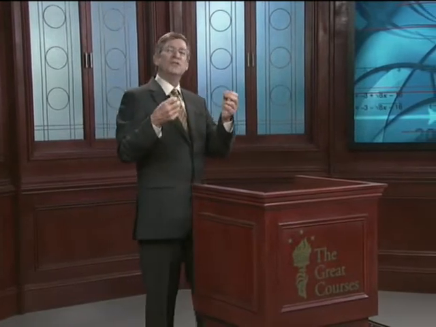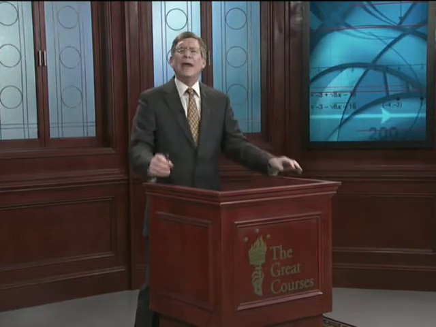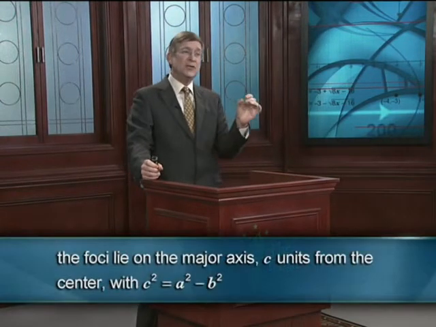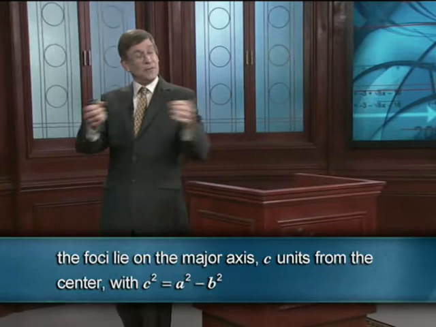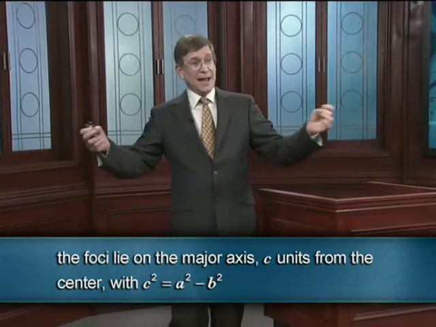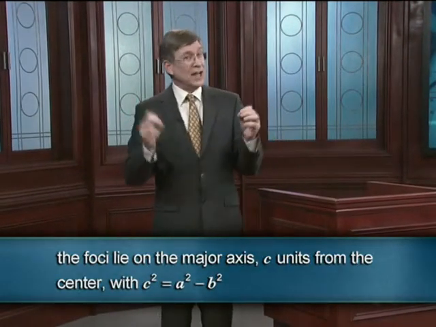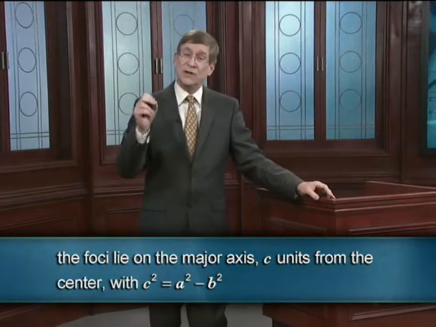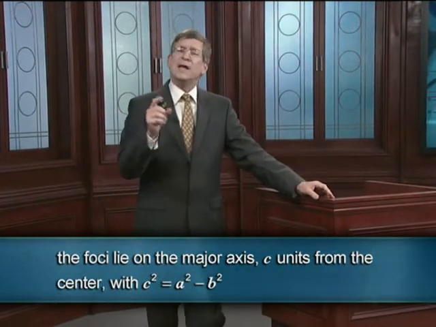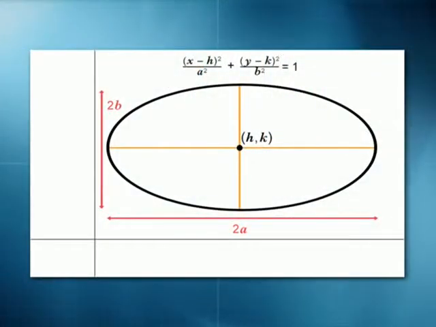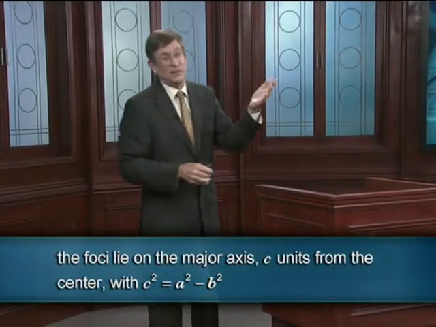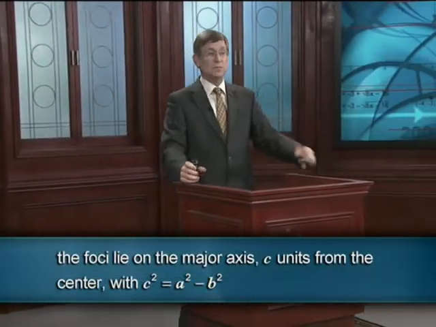Now remember those foci that gave rise to this definition of ellipse. Where are they located? Well, there's an equation relating the foci with A and B. The foci lie on the major axis, that's for sure, and they're C units from the center, where C squared equals A squared minus B squared. Remember that A was bigger than B. A is the major axis, 2A is the major, 2B is the minor. So C squared, that's a positive number, thank goodness. It's A squared minus B squared.